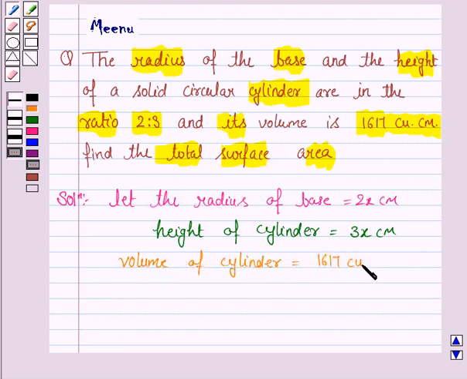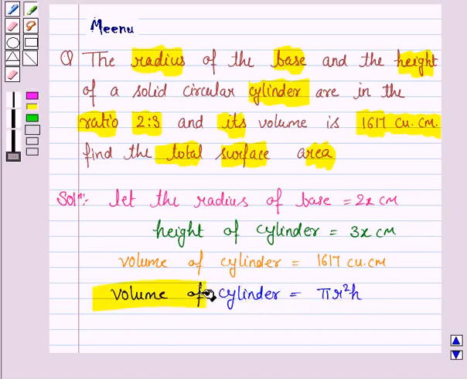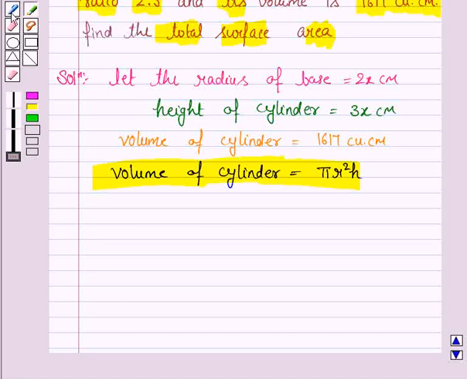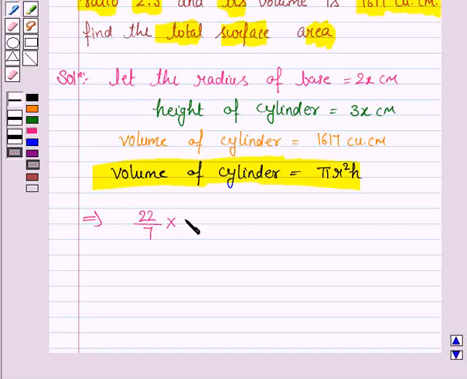1617 cubic centimeter, and we know that the volume of the cylinder is given by the formula pi r square h. And this is very important to write the formula. Now, from this, we have pi r square h is equal to this. So, now pi is 22/7 into r is 2x centimeter into h, which is 3x centimeter.